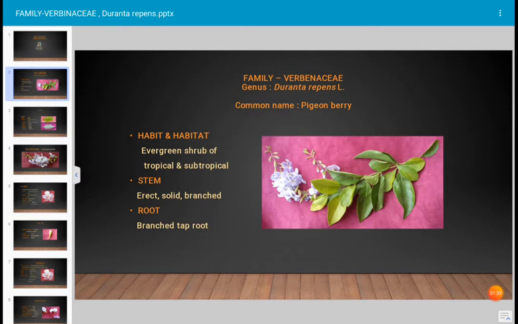It is a useful plant. It is grown as an ornamental plant. It is used even as an insect repellent. The habit of this Duranta repens, family Verbenaceae, is an evergreen shrub of tropical and subtropical regions, as I just discussed with you. How is the stem? The stem of Duranta repens is erect. It is solid and the stem is branched. And how is the root of Duranta repens? The root is a branched taproot system.